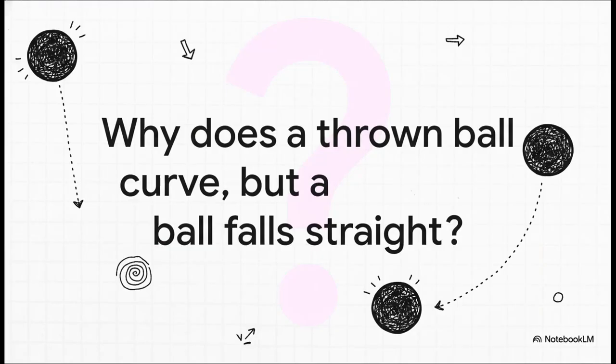So think about this for a second. It's something you've seen a million times. If you just drop a ball, boom, straight down. But if you throw it, it makes that nice, graceful arc through the air. Why the difference? I mean, gravity is pulling on both of them, right? This simple little puzzle is right at the heart of what physics is all about. And by the end of this, you're going to know the secret.